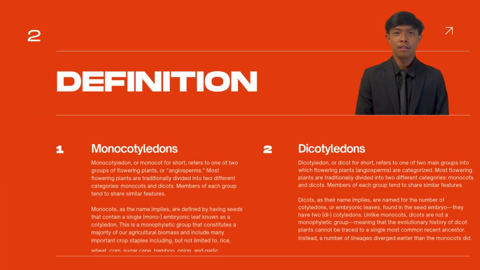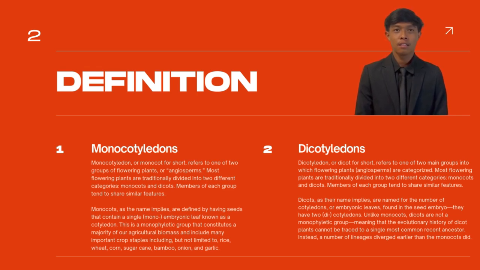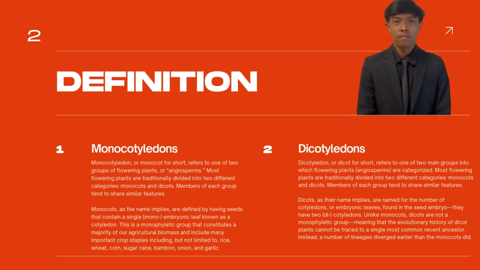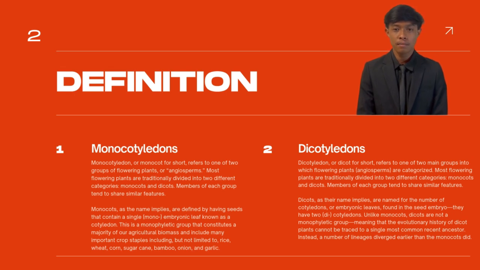Second, I will talk about definition in dicotyledons. Dicotyledon or dicot for short refers to one of two main groups into which flowering plants, angiosperms, are categorized. Most flowering plants are traditionally divided into two different categories, monocots and dicots. Members of each group tend to share similar features.